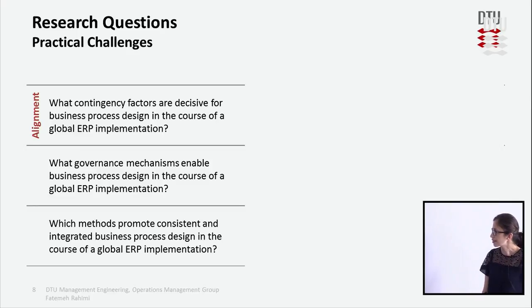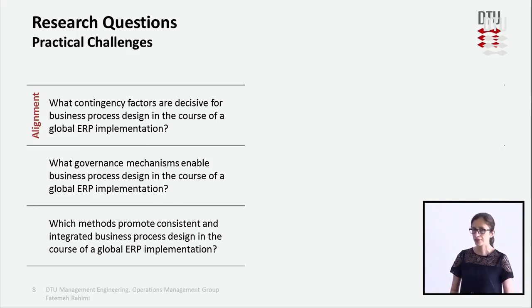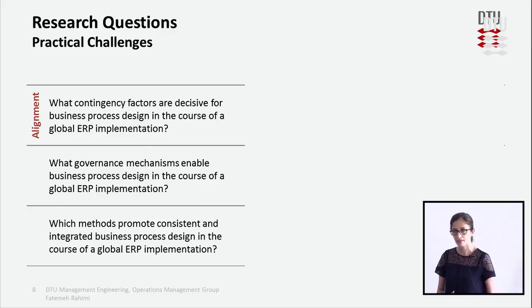Second, GIA faced the question of how these process standards should be developed. Therefore, the second practical challenge concerned establishing governance mechanisms that would enable defining common process standards. And of course, it fell under BPM governance capability.